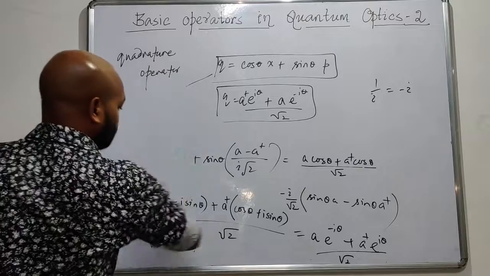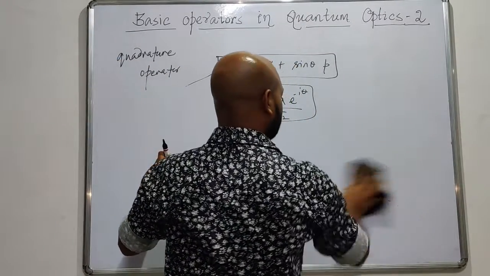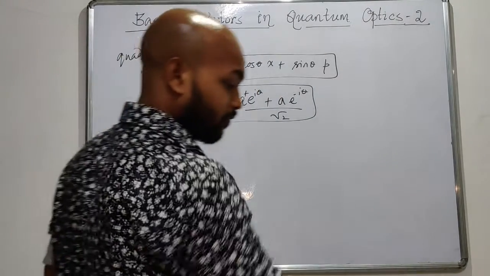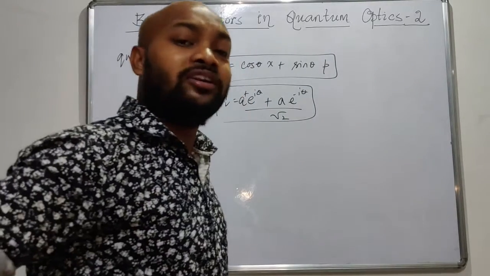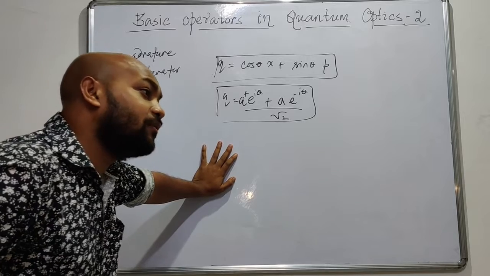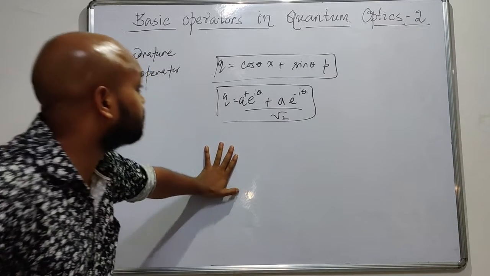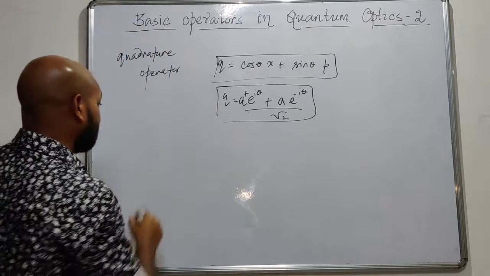And it's in space, so let me clear it. Like I have already mentioned, this x and p are not necessarily the position and momentum. They could be any pair of conjugate operators. And one example is the following.